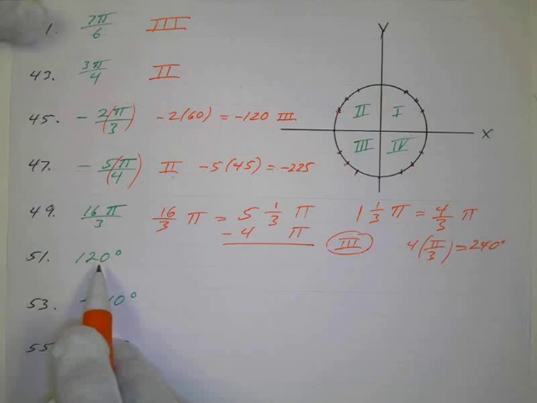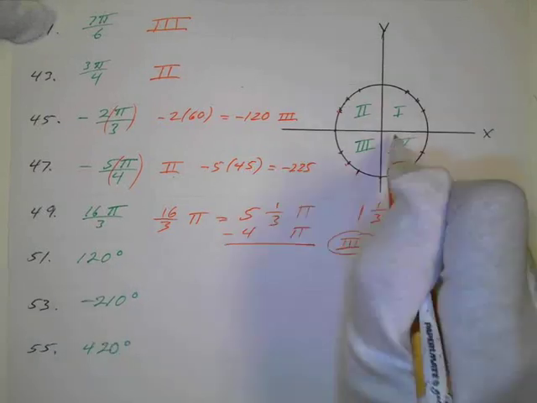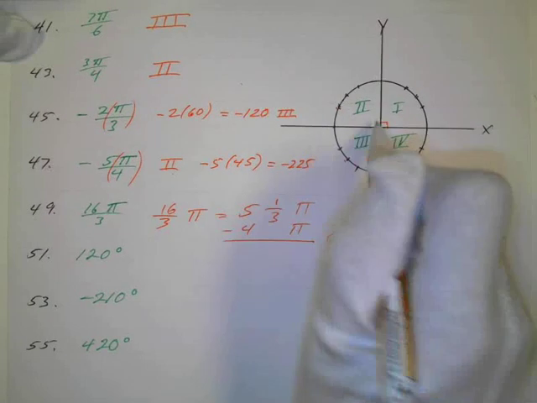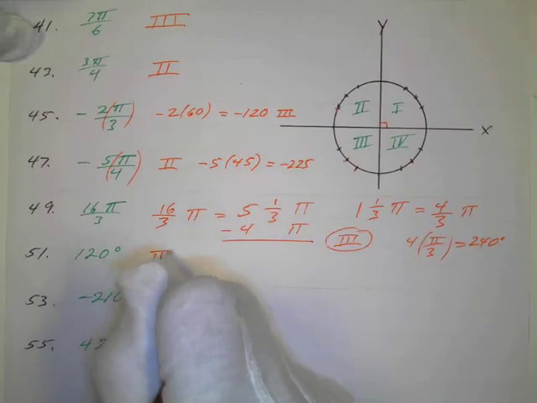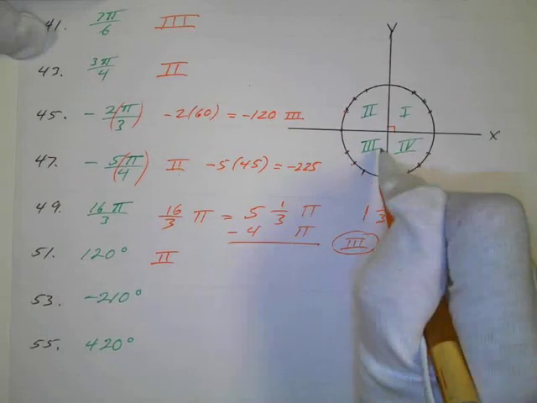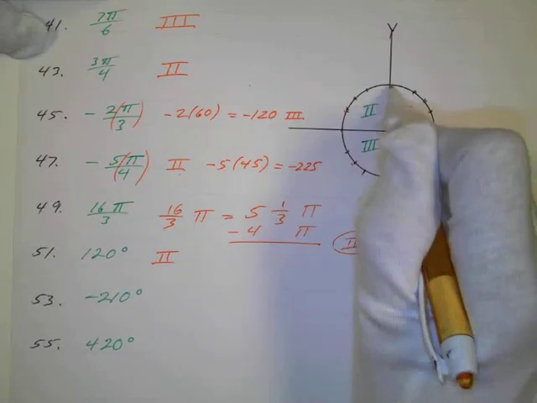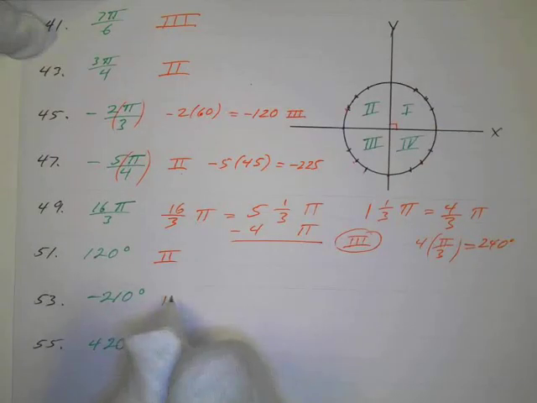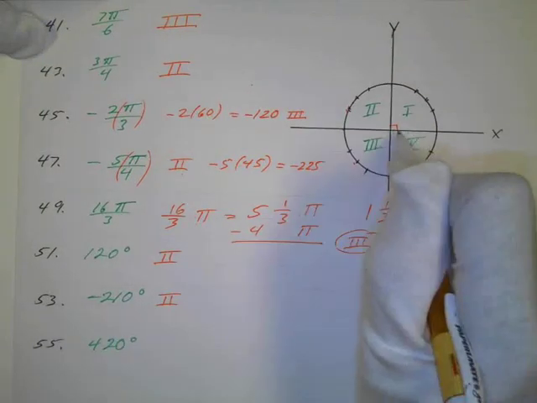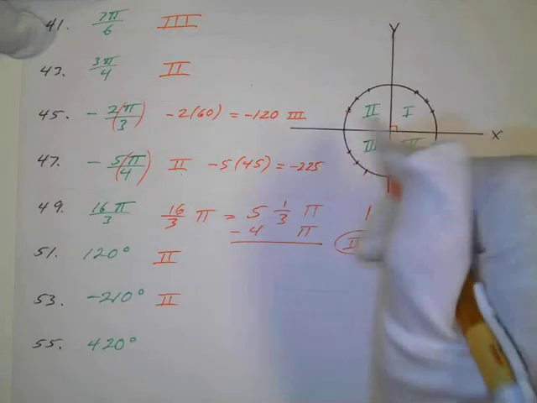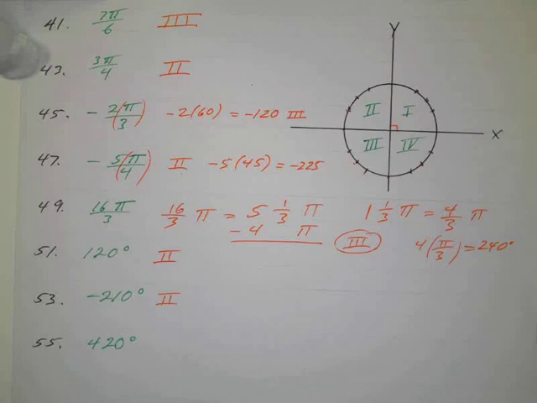Okay, now these are real easy. 120 degrees. So when it's in degrees, I'm going in this direction. This is 90 degrees. So another 30 is going to put me in quadrant 2. So that's pretty straightforward. Minus 210. There's minus 90. Minus 180. This would be minus 270. So I'm going to be right in here in quadrant 2. That's pretty easy. Remember, minus 90, minus 180, and minus another 30, so that puts me over here.